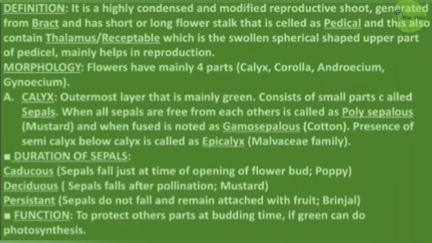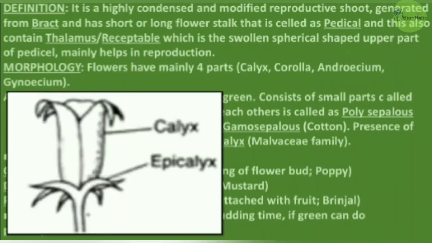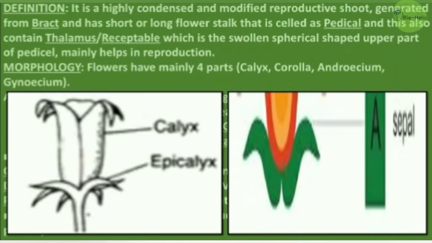The flowers have mainly four parts: the calyx, corolla, androecium and gynoecium. The calyx is the outermost layer that has small parts called sepals. And these sepals, according to the duration, can be of many types. The main function of calyx is to protect other parts of the flower at the time of budding. This is the calyx and epicalyx, and the parts of calyx, the sepal.